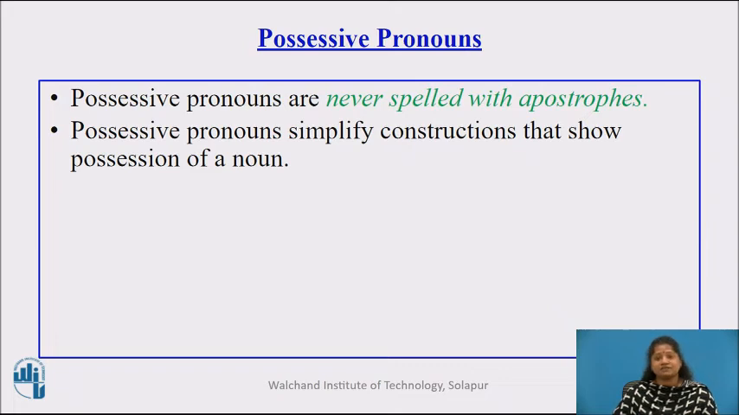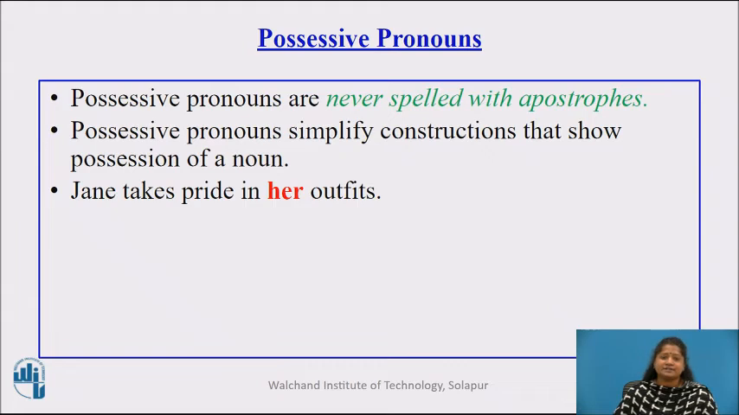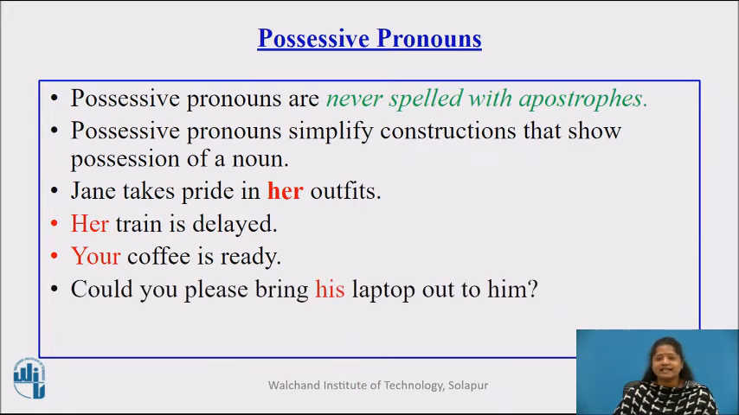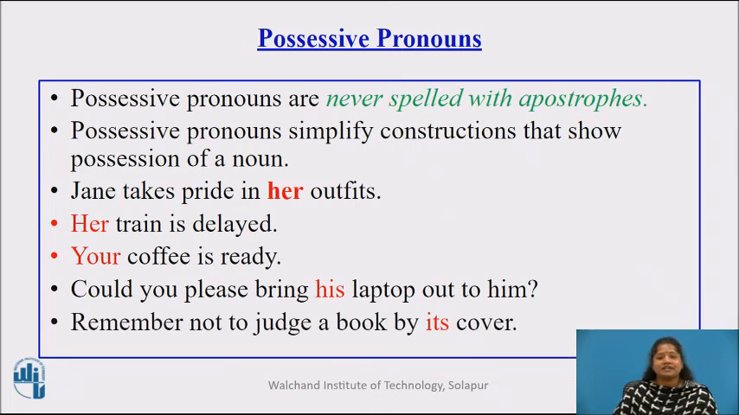This is very important. Possessive pronouns simplify constructions that show possession of a noun. For example, Jane takes pride in her outfits. Here in this sentence, her is a possessive pronoun. Her train is delayed. Her is a possessive pronoun. Your coffee is ready. In this sentence, your is a possessive pronoun. Could you please bring his laptop out of there? The word in red color, his, is a possessive pronoun. Remember not to judge a book by its cover. Here, its is a possessive pronoun.